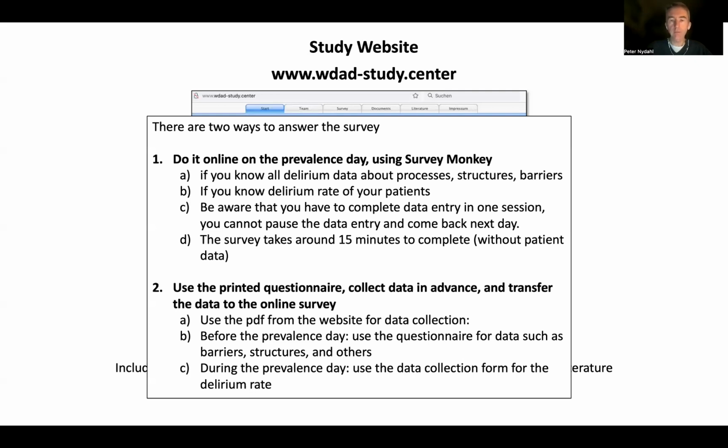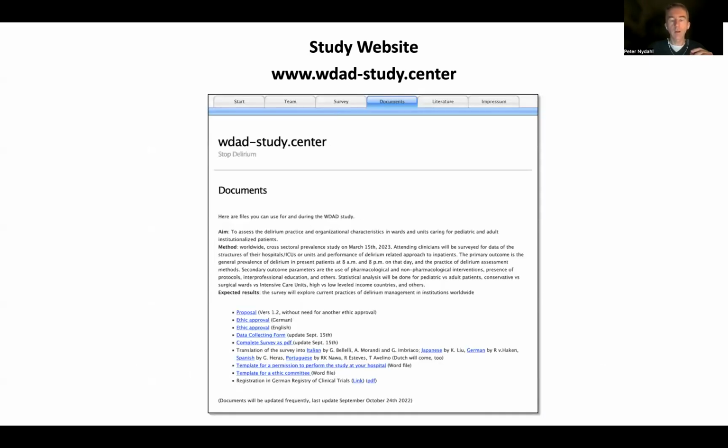Before the prevalence day, you can start with a questionnaire and collect data for barriers, structures, protocols, and others. And during the prevalence day, you use the data collection form for the delirium rate, and then you put in all these data in one session in SurveyMonkey. So I would recommend using the second option.